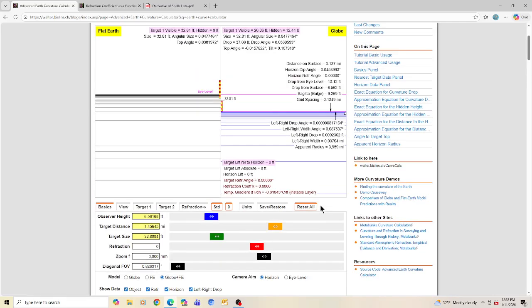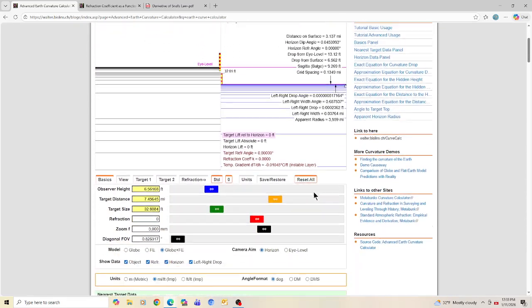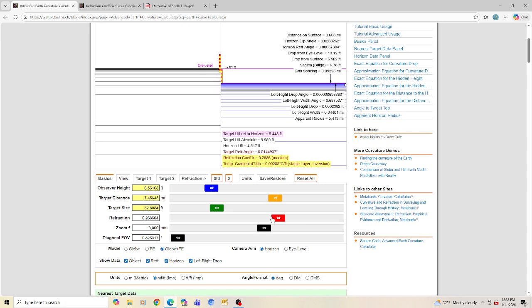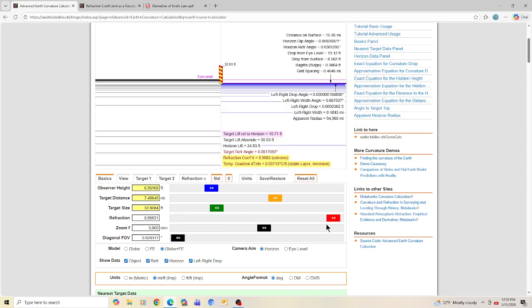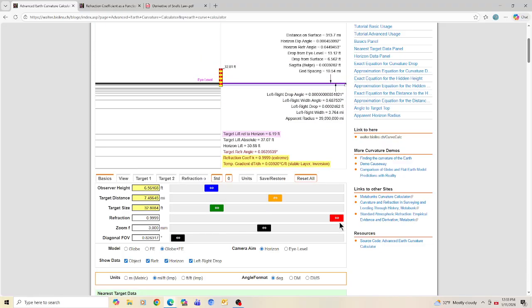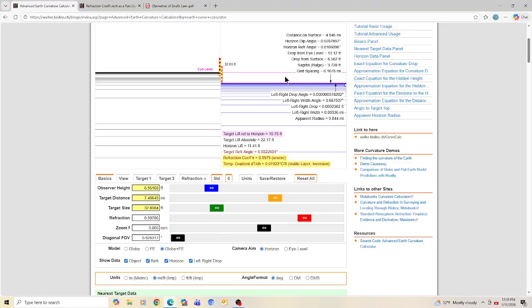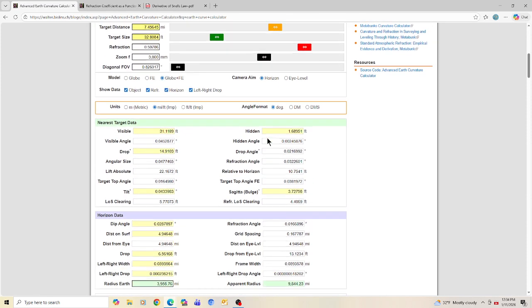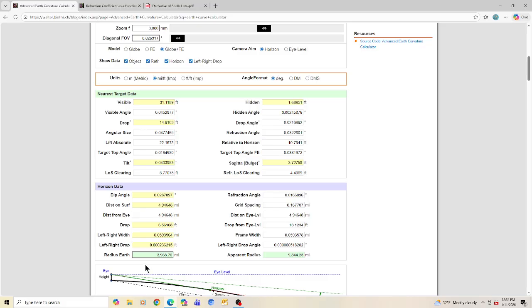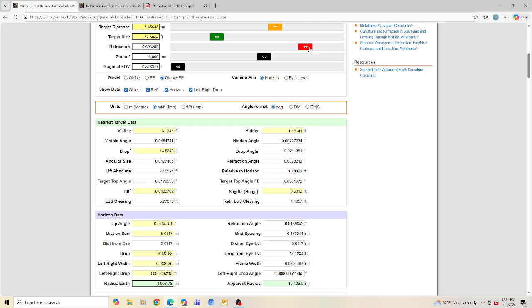And nothing in Walter Bislin's calculator prevents you from sliding this bar one way or the other to give you a response in the model to that coefficient. What's really interesting here too, if this is the actual radius of the Earth, the 3959, the apparent radius right here, look at how it changes.